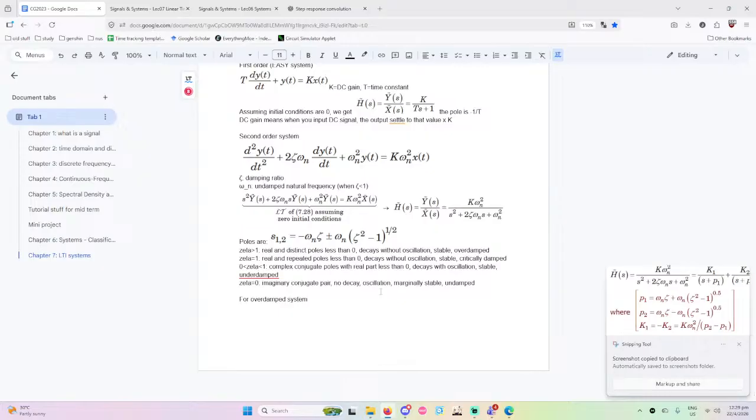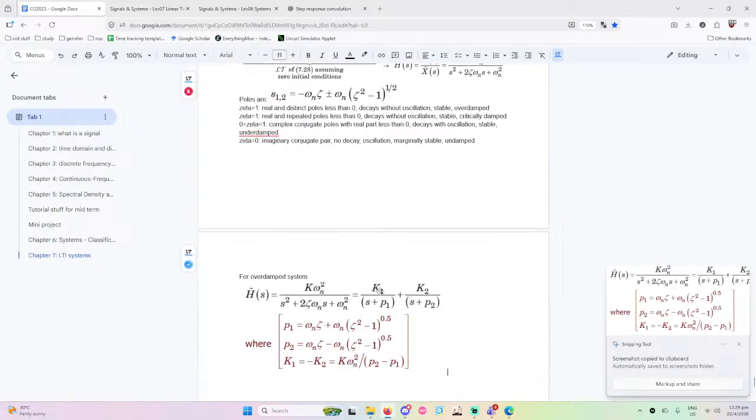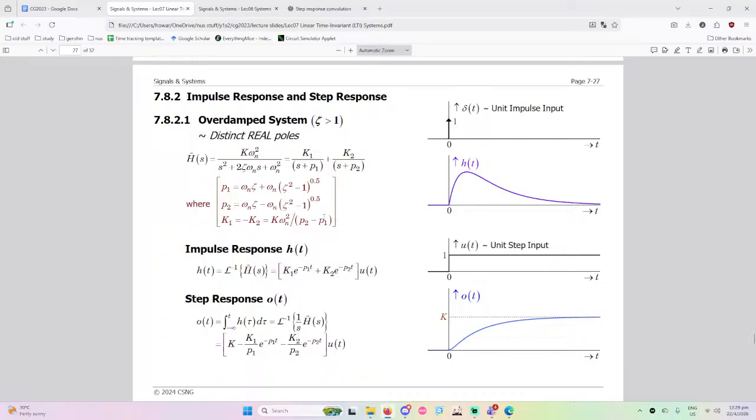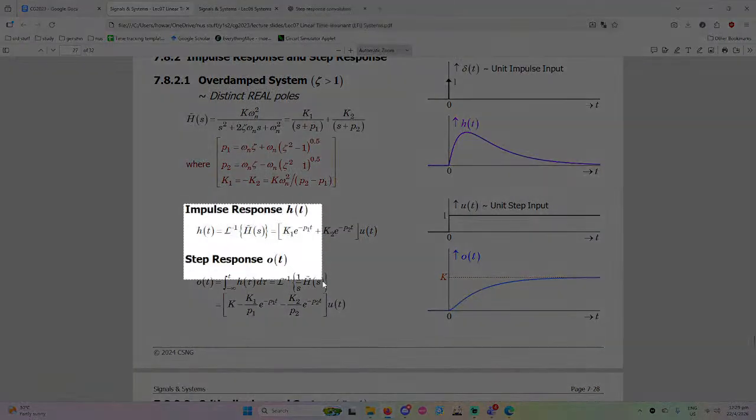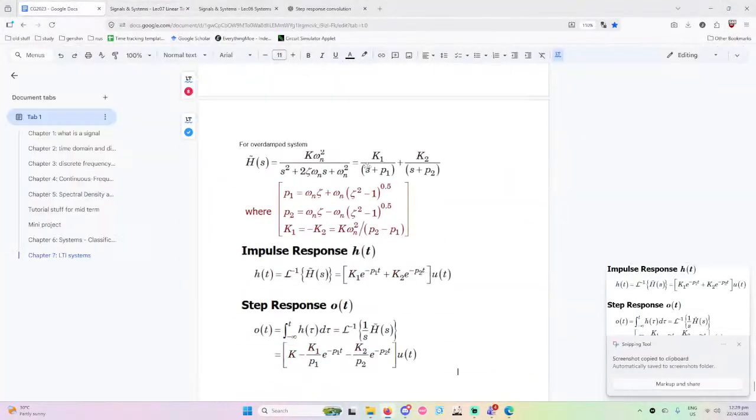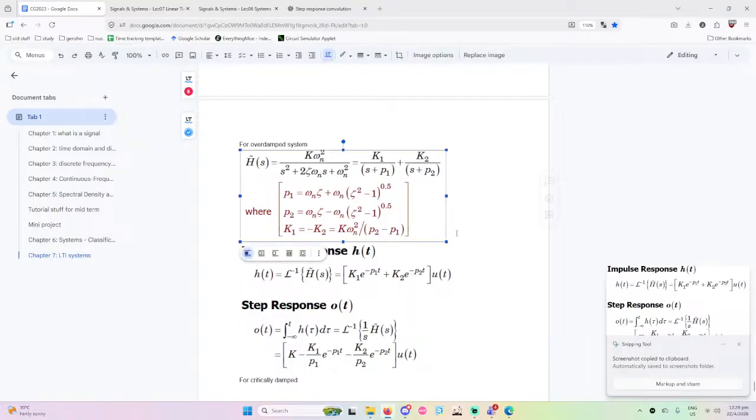For the critically damped system, the damping ratio will be equal to 1. So here we have repeated real poles. Since the poles are repeated and real and negative, we only have the decay and no oscillations in the impulse response. Right? So we have decay but no oscillations. We can see h(t) is not oscillating at all. It will decay with increasing value of t.